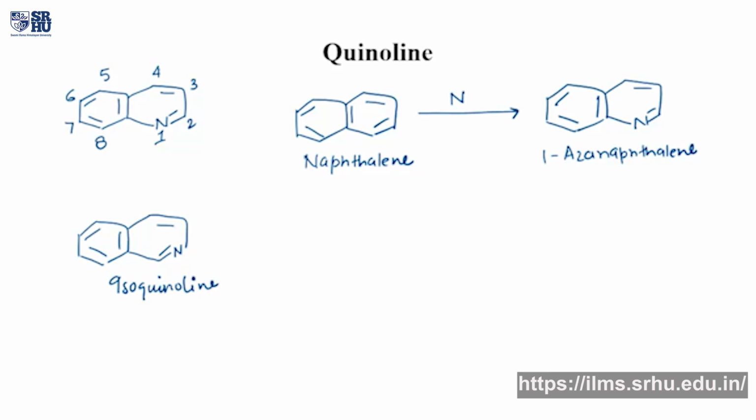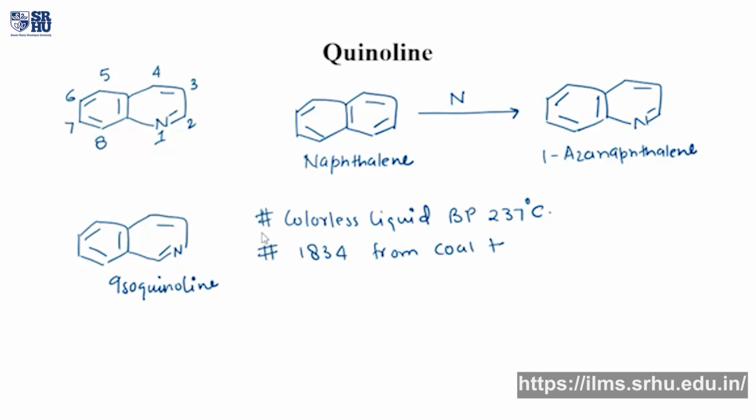Now, quinoline is a colorless liquid having a boiling point of 237 degrees Celsius. It was first isolated in 1834 from coal tar.